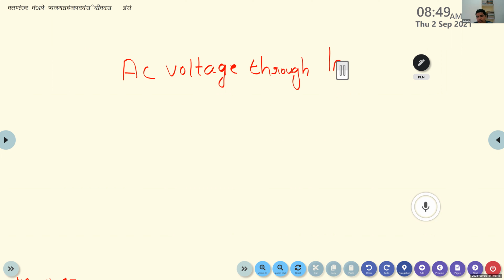Ma'am, do we have numerical problems from the equations that we did? Yes. In the exercise section, there are a lot of numerical problems regarding the same equations: AC voltage through inductor.